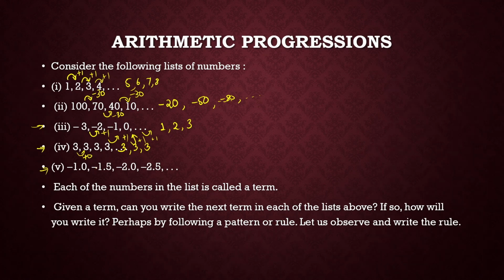Now here, the fifth example. So here, if I add -0.5, then the series will be obtained. So what about the fifth term here? It's -3.0. After that it is -3.5 and so on. So here we observed the rule and the pattern, and then we wrote the next terms, right?